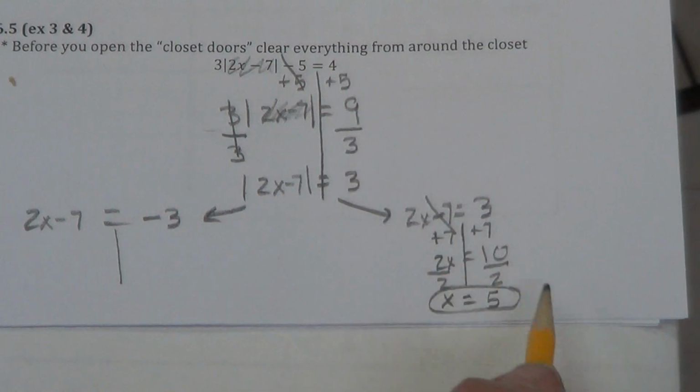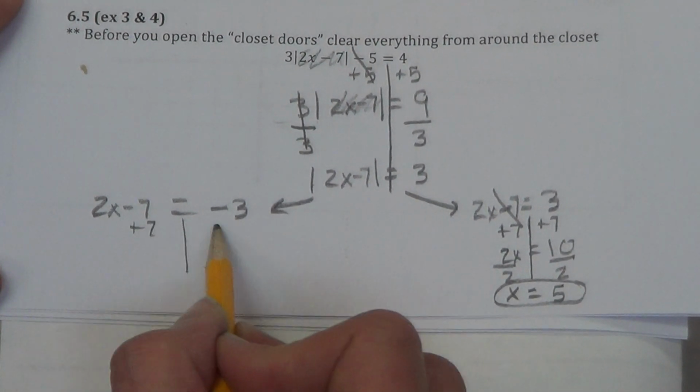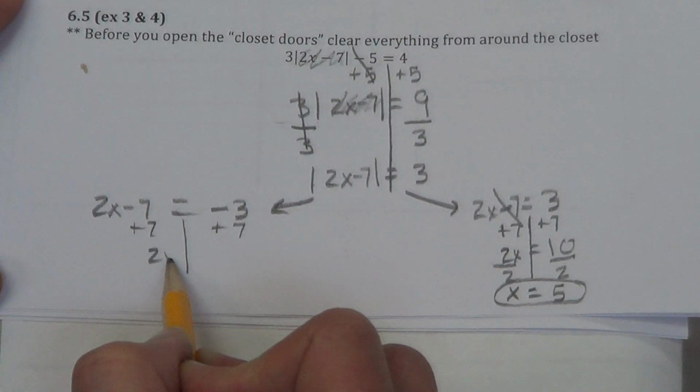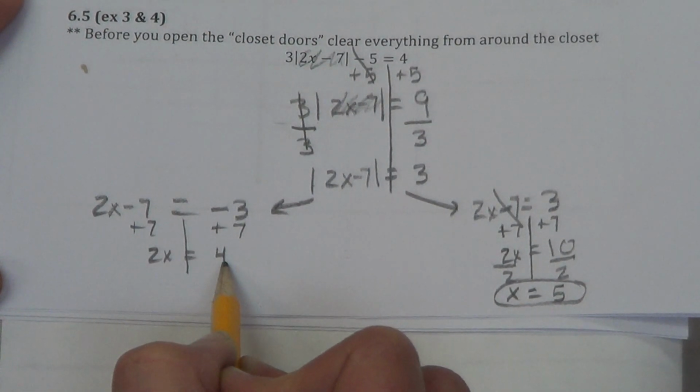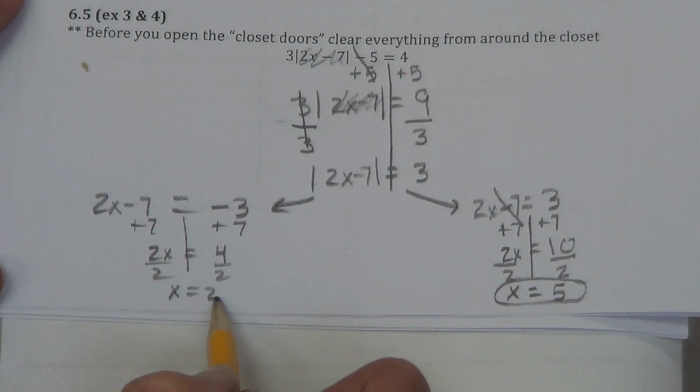Then we can plug that back in to check it. Over here, we add 7 to each side. We get 2x equals 4. Divide by 2 on each side, and we get x equals 2.